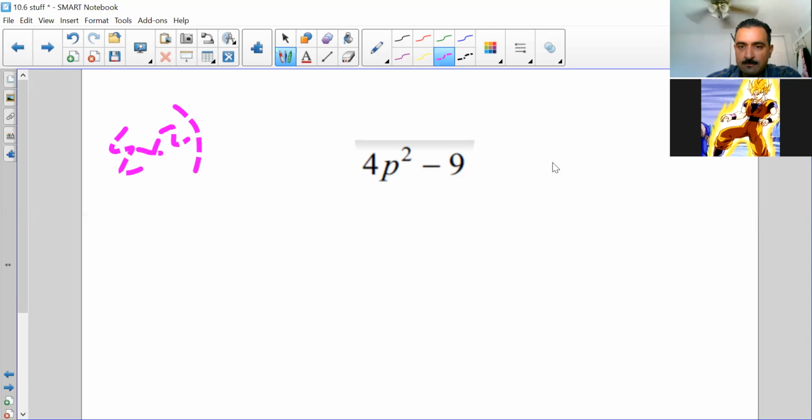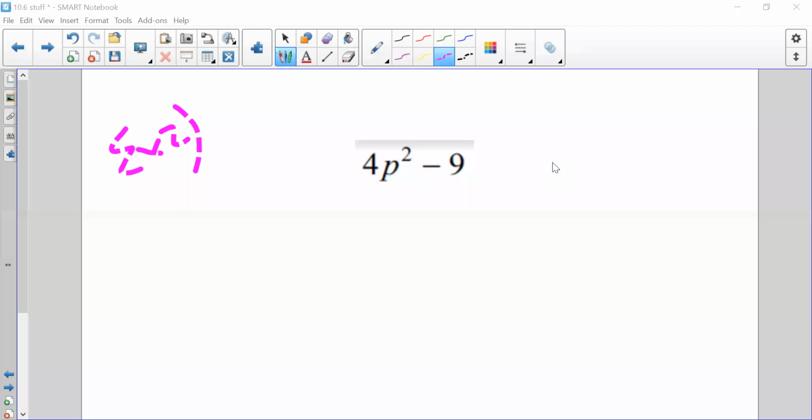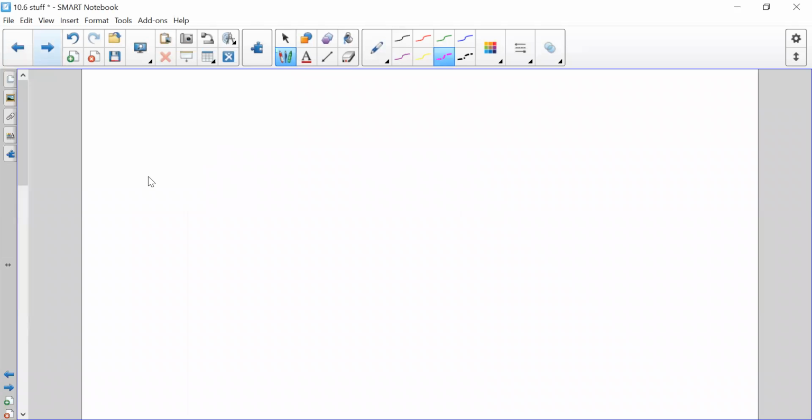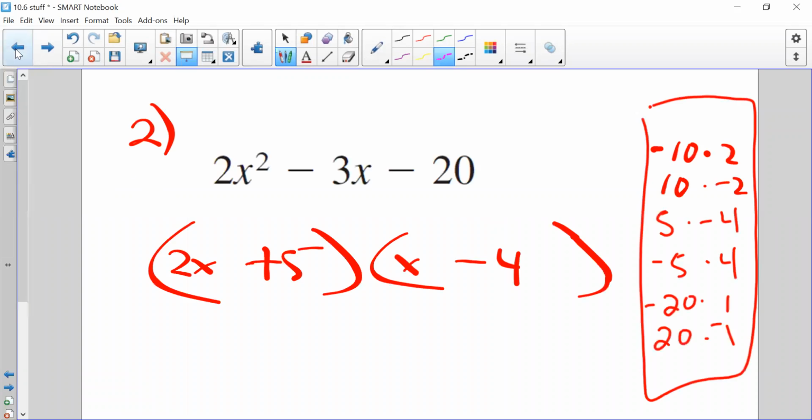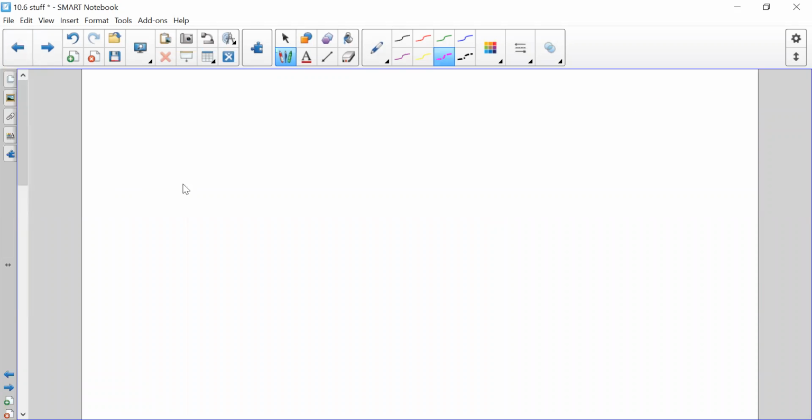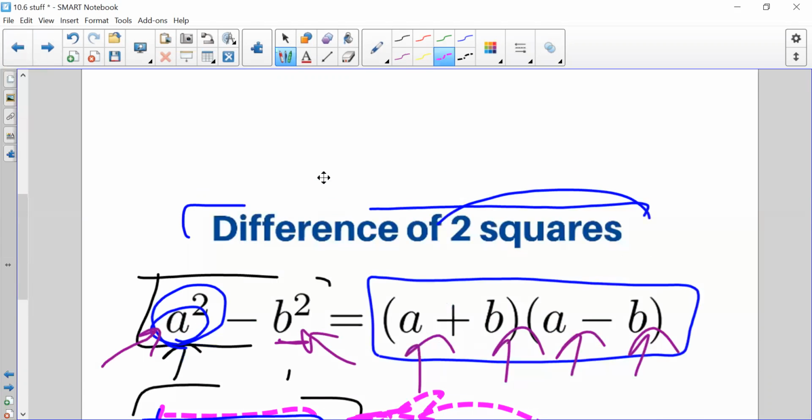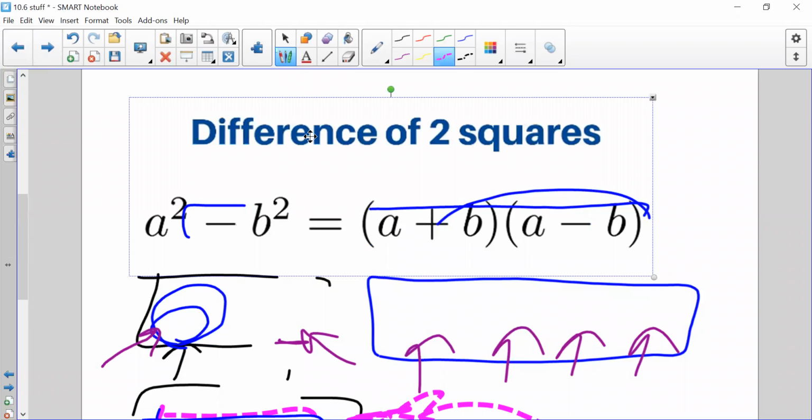Going to write this one down. All right. The question is, does 4p squared minus 9 follow a difference of two squares pattern? In other words, does it follow this pattern? Let me bring it over here.